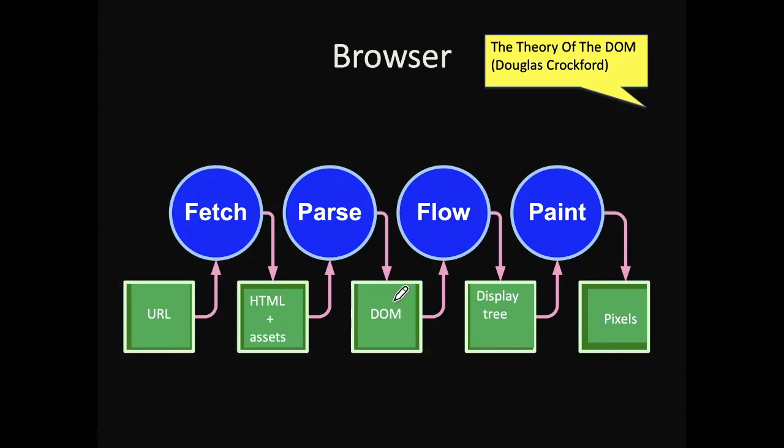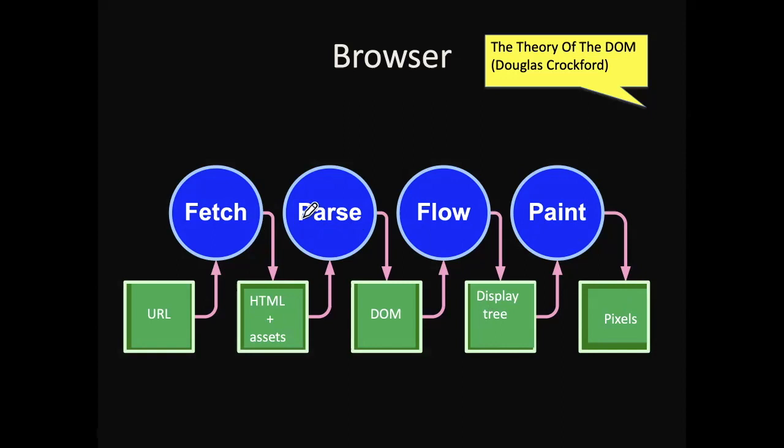Once it has fully created the DOM, then it goes into what's called the flow stage, where it analyzes that DOM and creates another representation of it, which is given different names. Back in the earlier days it was called the display tree, but it probably has a slightly different label now. It's just another representation of the HTML. And it's that display tree representation that the browser uses as it goes into its paint phase, where it actually colors out the pixels on the screen.